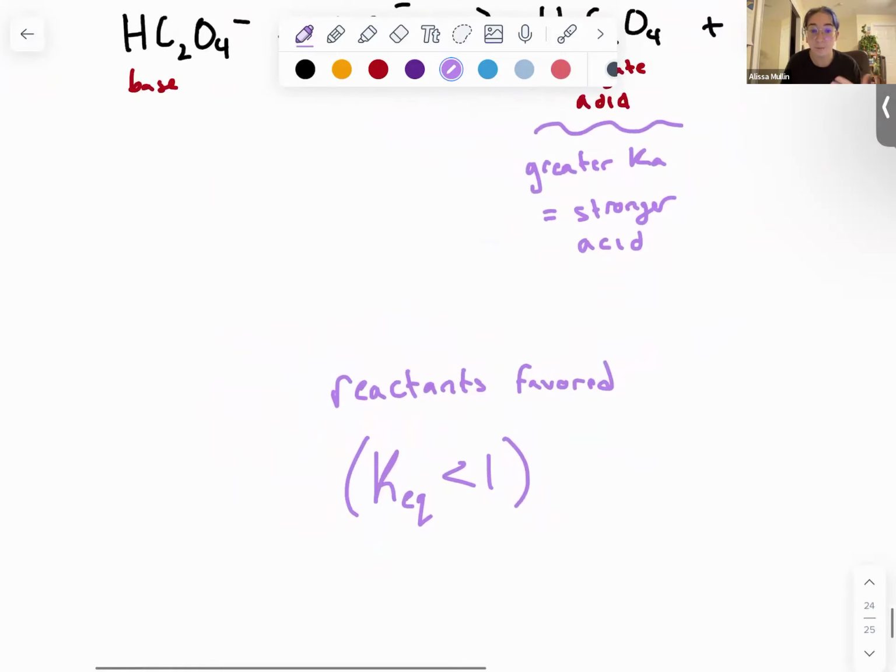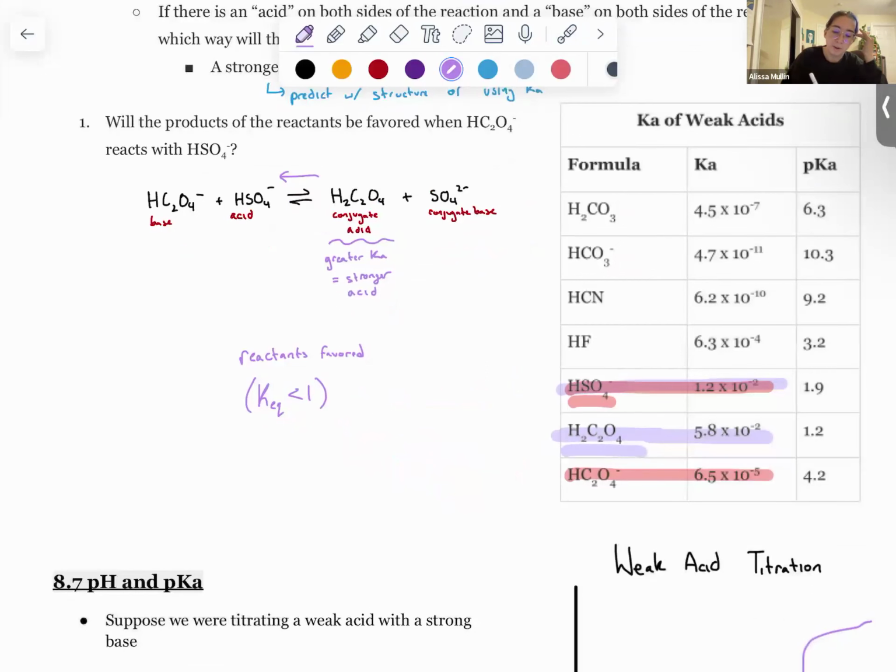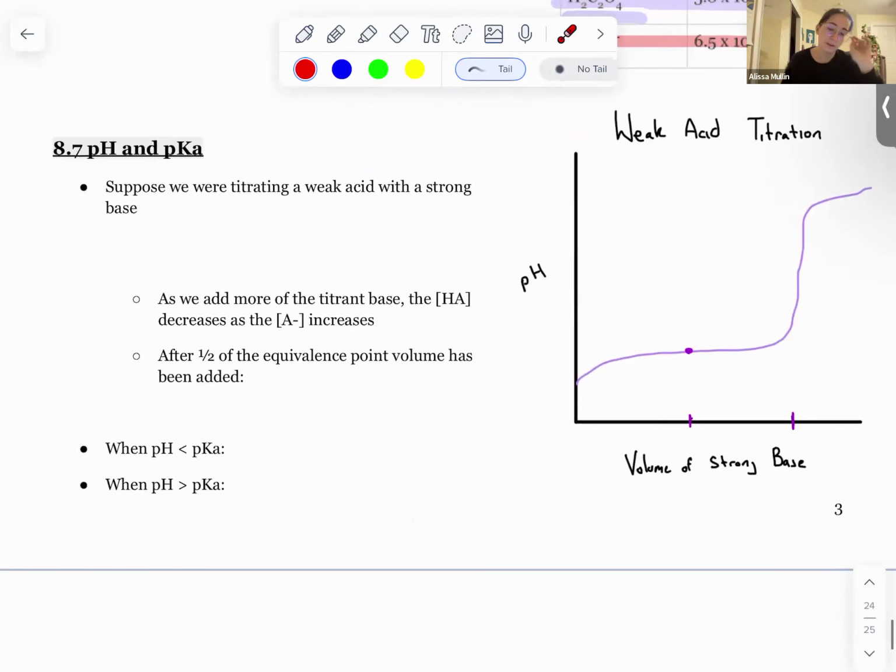So, maybe you're not given all the Kas, but you're given this. Could you tell which acid was stronger based on that? It would just be this process, but backwards. So something to keep thinking about. Okay. Finally, we have one more section here.